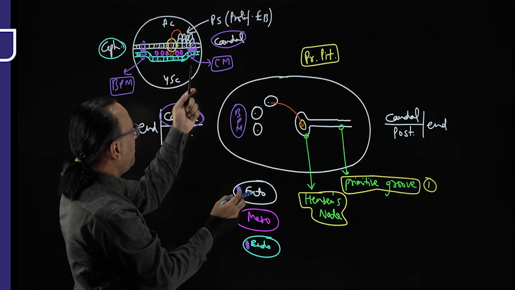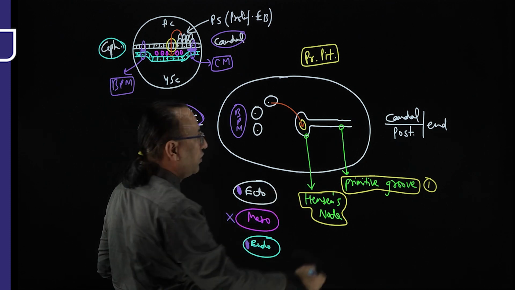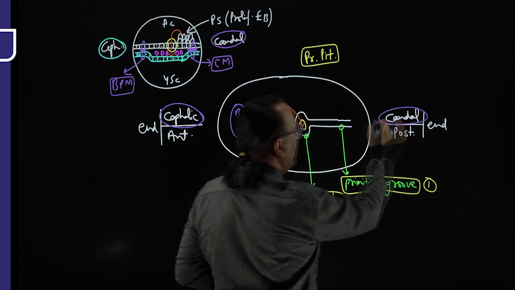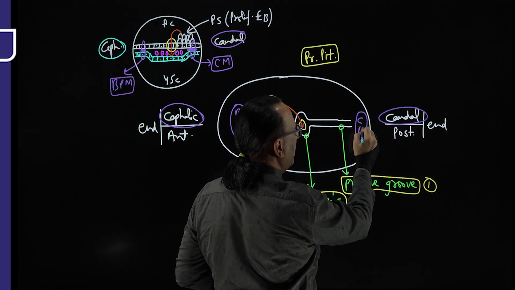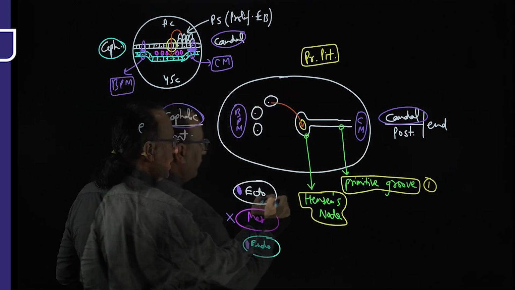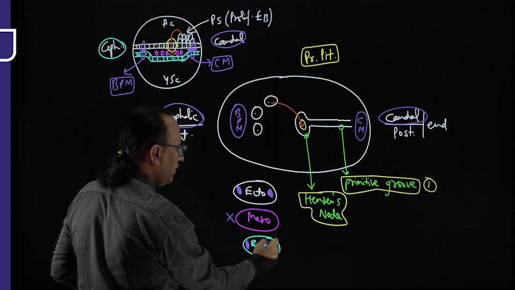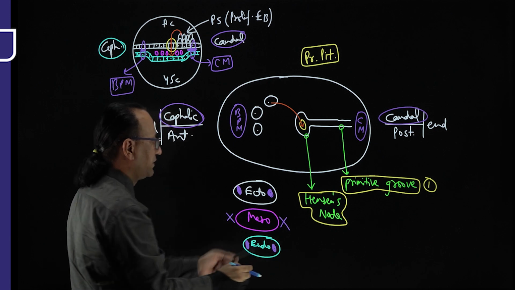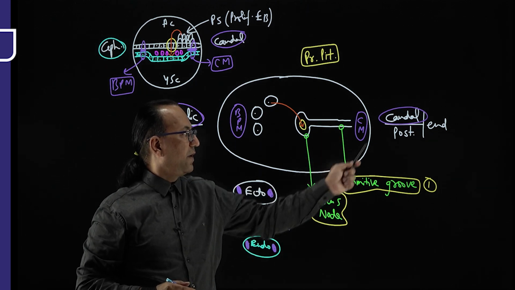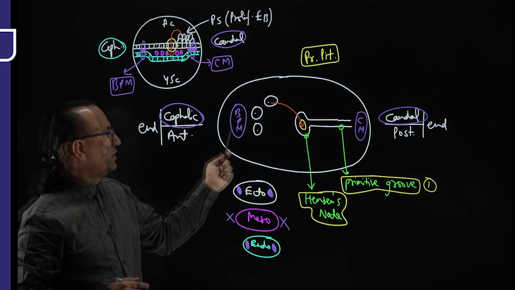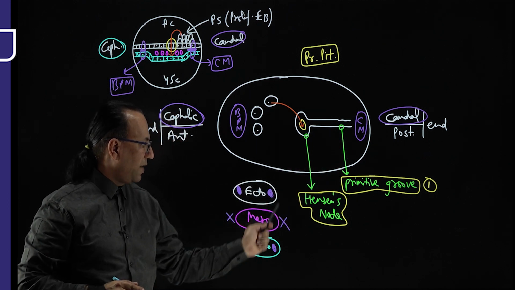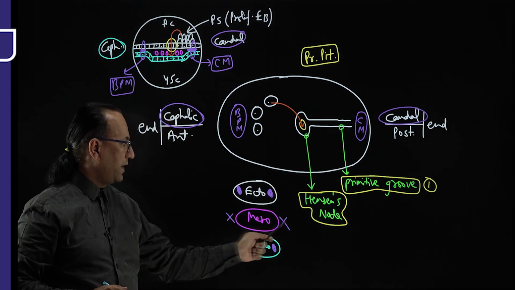So the same cloacal membrane can be shown here as well. On the caudal end, we have a cloacal membrane, and this cloacal membrane is the fusion of ectoderm and the endoderm with no intervening mesoderm. This comes as a question. The cloacal membrane or the buccopharyngeal membrane, there is fusion of the ectoderm and the endoderm with no intervening mesoderm.